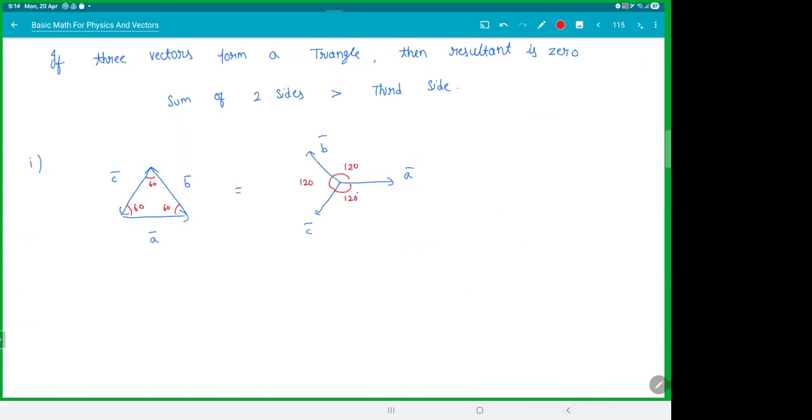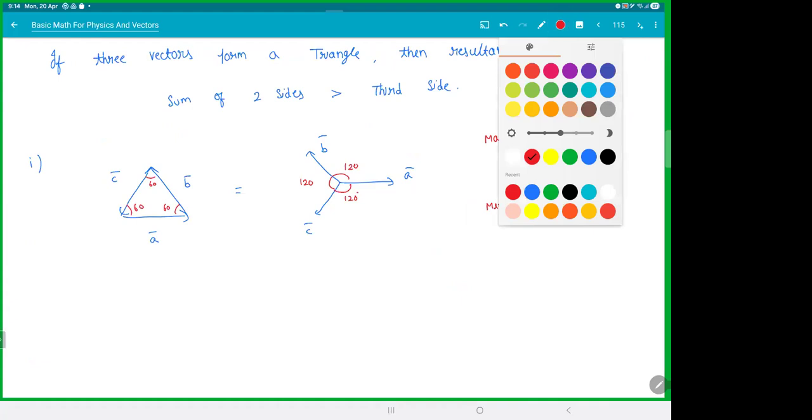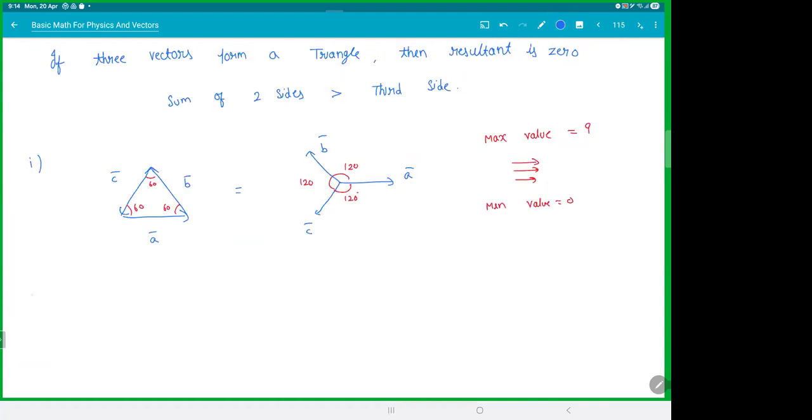So what is the maximum possible value? You get maximum value when you add all of them in the same direction. So just put all of them in the same direction. So max value is 9. Minimum value is automatically 0 because they can form a triangle. Perfect. What about the second thing? 3, 4, 5.